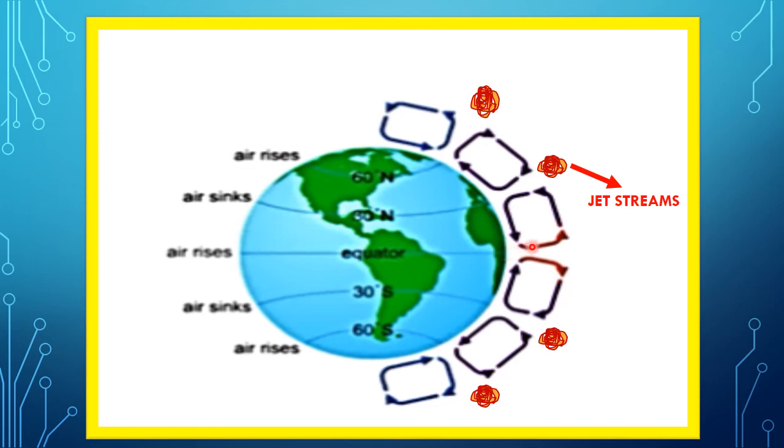Okay, and as it cools, it starts to sink back to the earth. But all of the air doesn't sink back to the earth. Some remains up in the troposphere, and these are called jet streams. So we have jet streams at 30 degrees north, and also a jet stream formed near the poles at 60 degrees north. So there are polar jet streams and subtropical jet streams, both in the north and south of the equator.